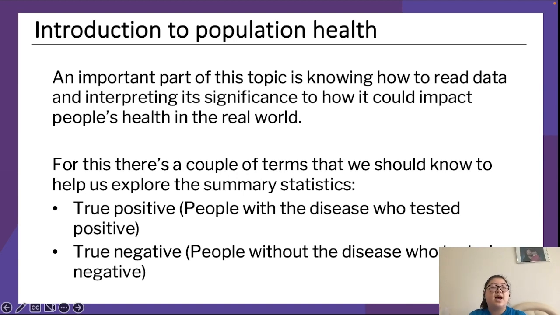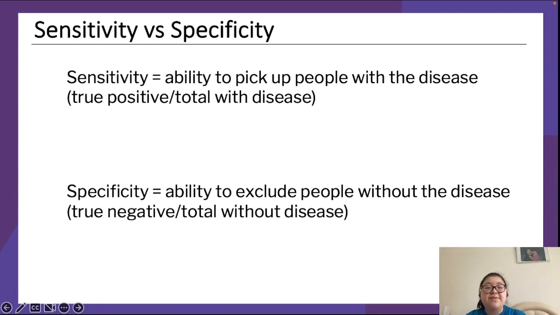True negatives are the people who don't have the disease but tested negative. We want a true negative because we want to make sure people who don't have the disease aren't told, oh yeah, you actually do have the disease. That would give people a fright and make them really anxious and nervous. So we want a high percentage of true positives and a high percentage of true negatives. That's where the concept of specificity versus sensitivity comes in.